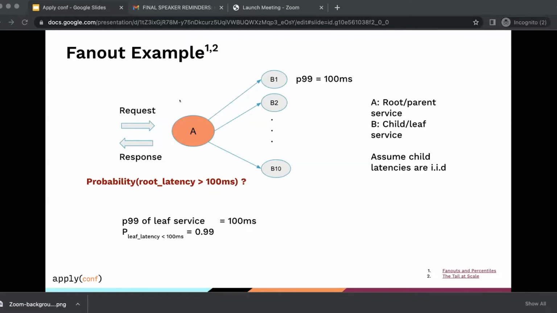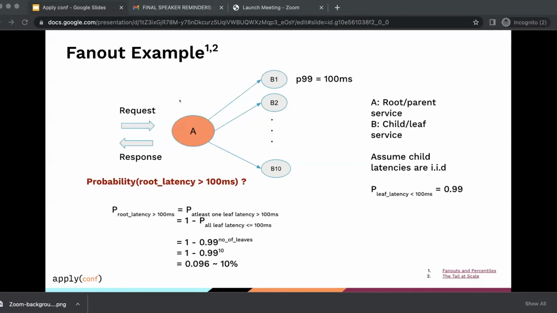Before we compute it, I want to highlight one thing. If the P99 of a leaf service is 100 milliseconds, it means that for 99% of requests, the latency is less than 100 milliseconds. This implies that the probability that the leaf latency is less than 100 milliseconds is equal to 0.99. And this is something that we will use in our computation.